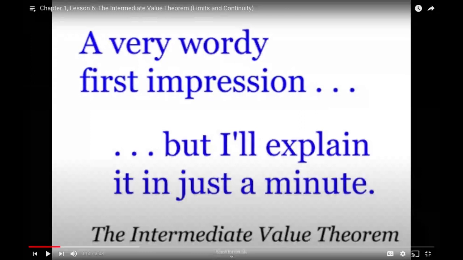All right. Sorry about that. The intermediate value theorem comes a little bit later. We want to talk about continuous functions first. All right, so I got to get back to my files here.